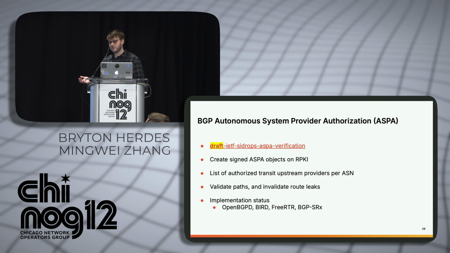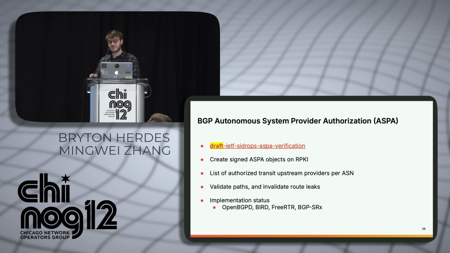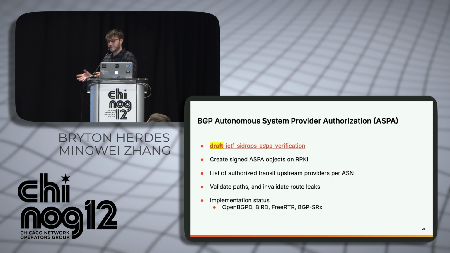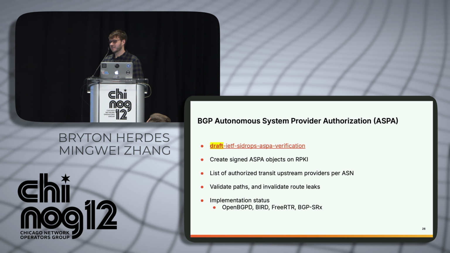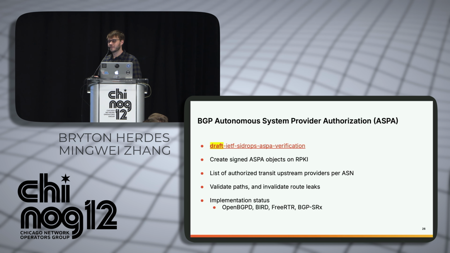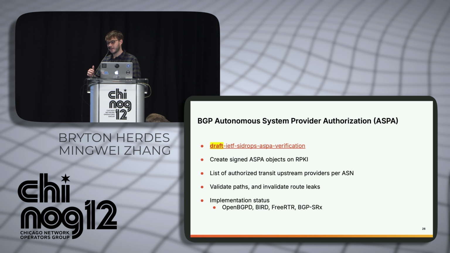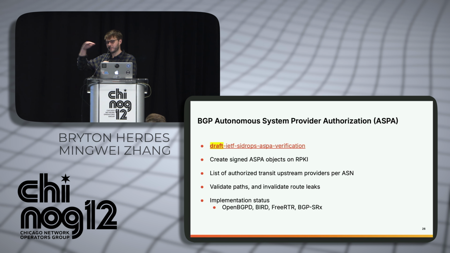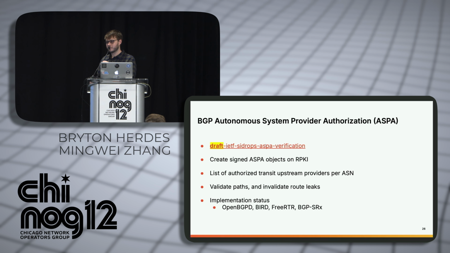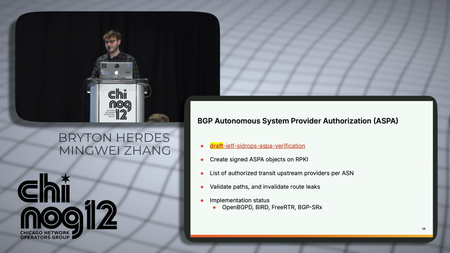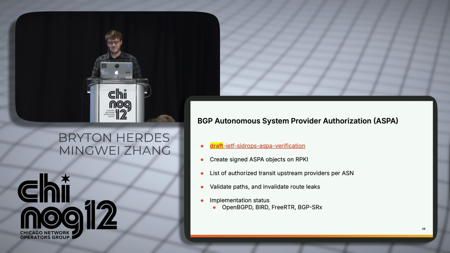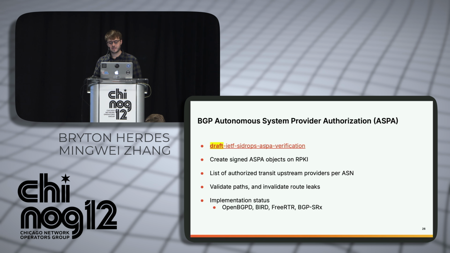So, emphasis on draft for ASPA, autonomous system provider authorization. Say that 3 times fast if you can, I dare you. But the general idea is you create ASPA objects on RPKI, saying for my ASN, here's my authorized list of actual upstream providers, which is really great if you have a tidy list of authorized providers, but Cloudflare does not. But it's going to help validate and invalidate route leaks, kind of like route origin validation does for route hijacks.